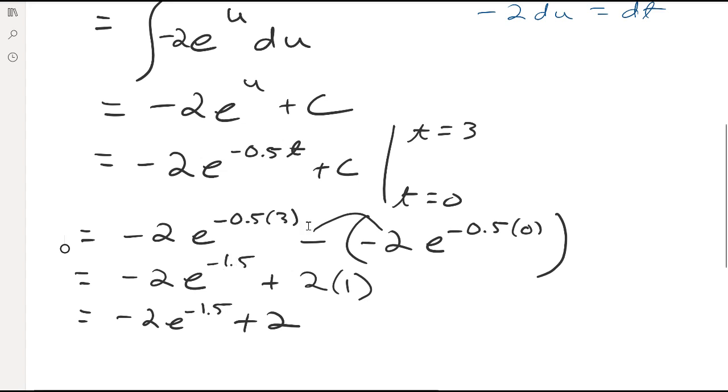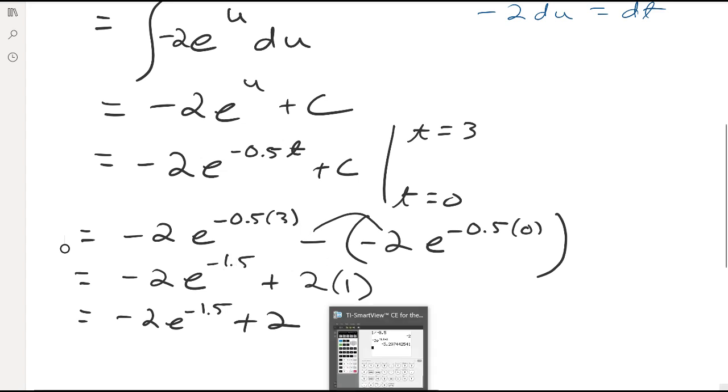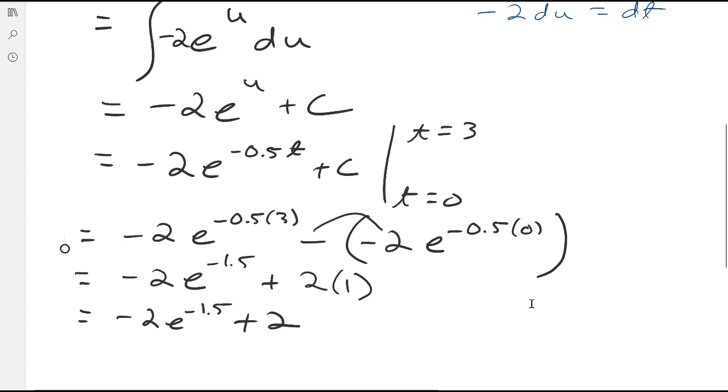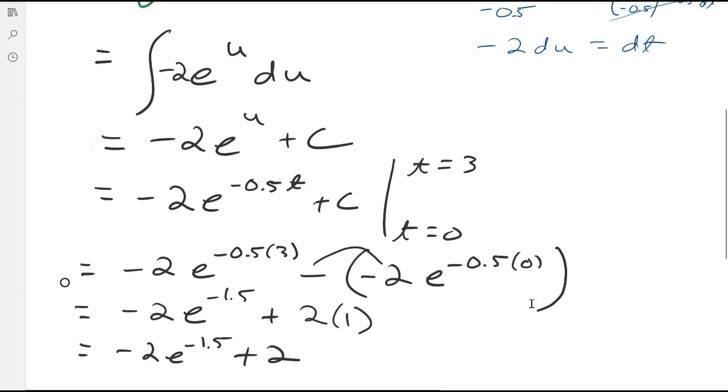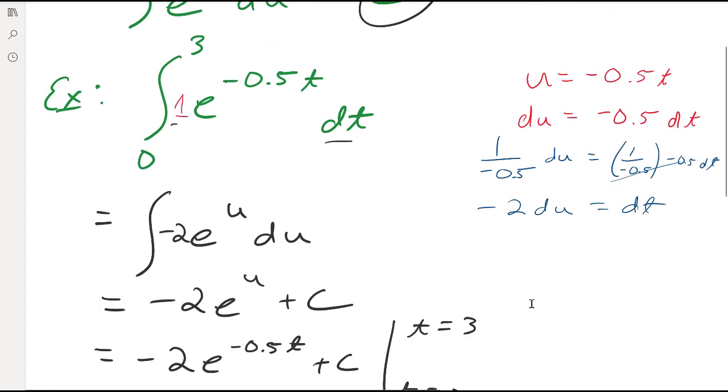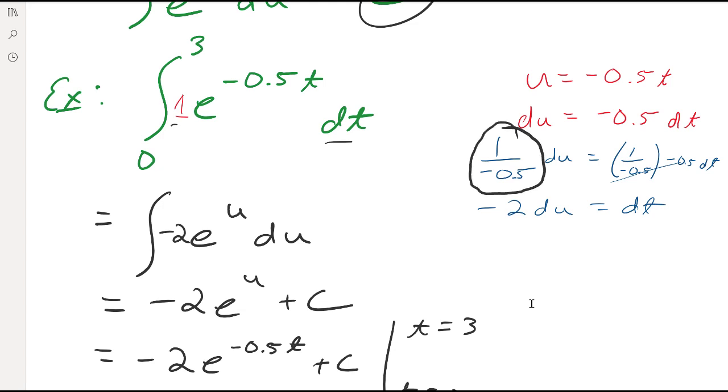Okay, so that's how you integrate e. We're going to have to do this u substitution. And what I want to highlight really quickly, folks, is that the correcting factor, the thing that we have to multiply our du equation by to get it to match up correctly, is 1 over the coefficient of the power. Okay, so just keep that in mind.